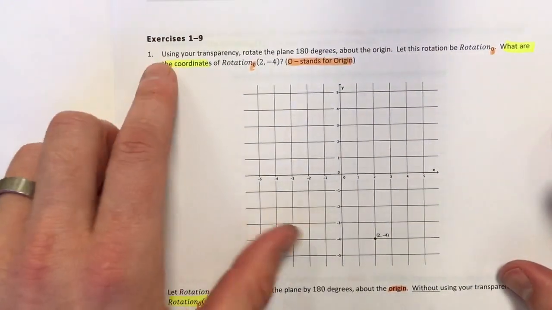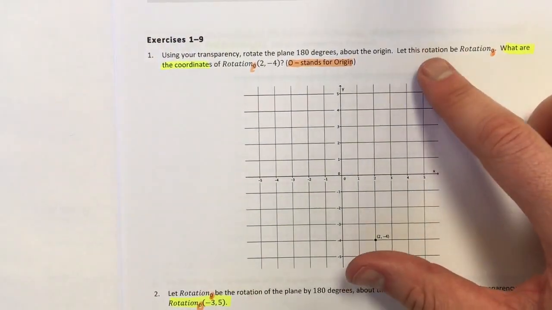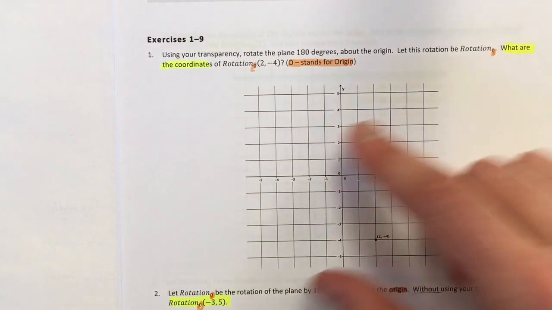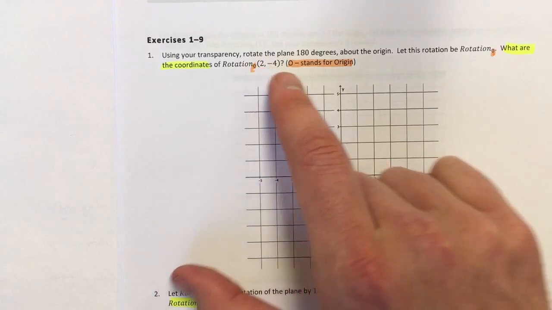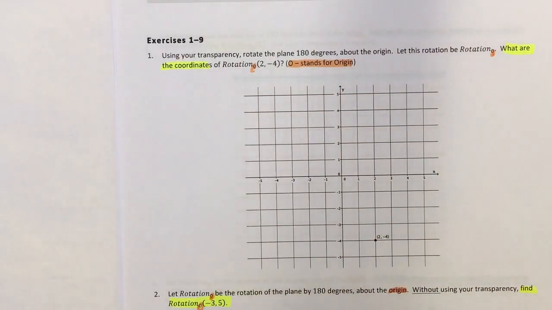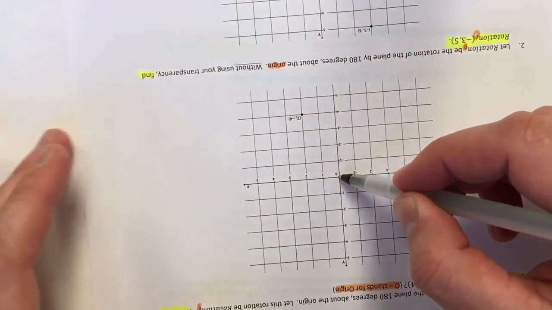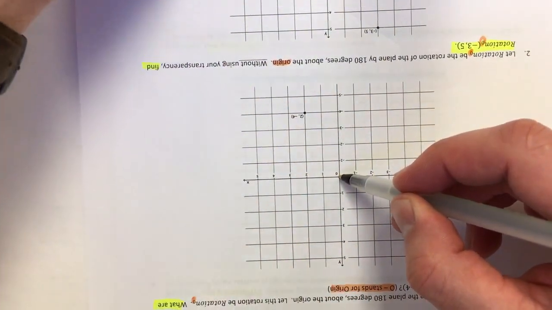So now we're on to our exercises or examples. Using transparency, rotate the plane 180 degrees about the origin. Let this rotation be rotation with this little tiny 0 subscript. What are the coordinates of the rotation, little subscript 0, of (2, -4)? This stands for the origin, which is why I've highlighted everything in orange for you. And so again, the quickest way to do this is to center this up, rotate 180 degrees, and realize now that this is (-2, 4).